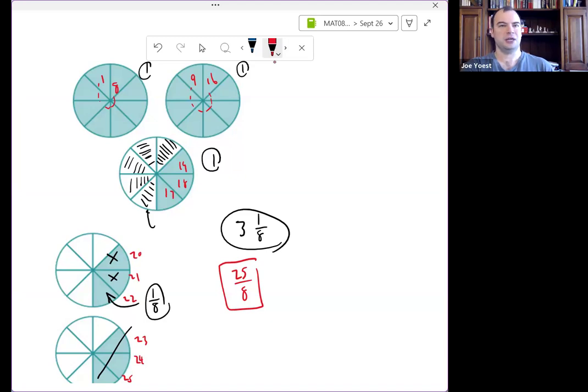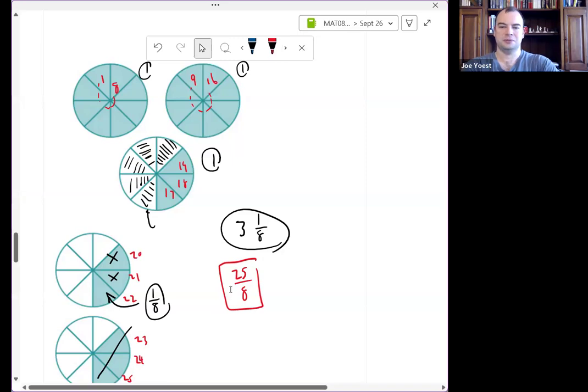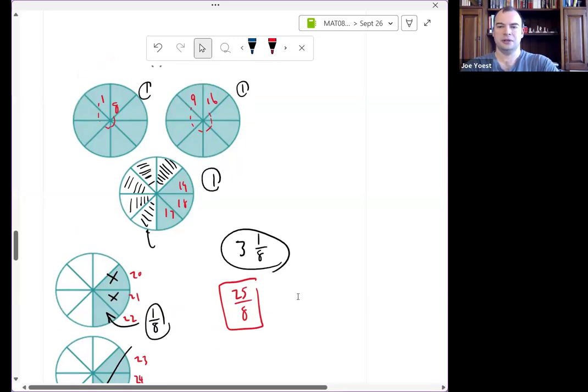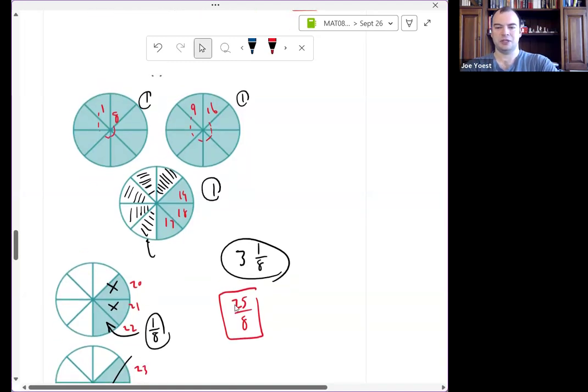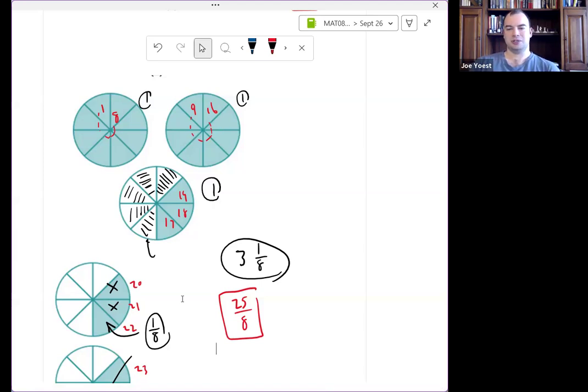They represent the same idea, the same quantity, the same number, just written in different forms. Anytime that I have an improper fraction, that means my numerator is bigger than the denominator. That means that I have more slices than I've sliced a single pizza into. That means I can always pull off a single pizza. That means I can always convert that improper fraction into a mixed number.